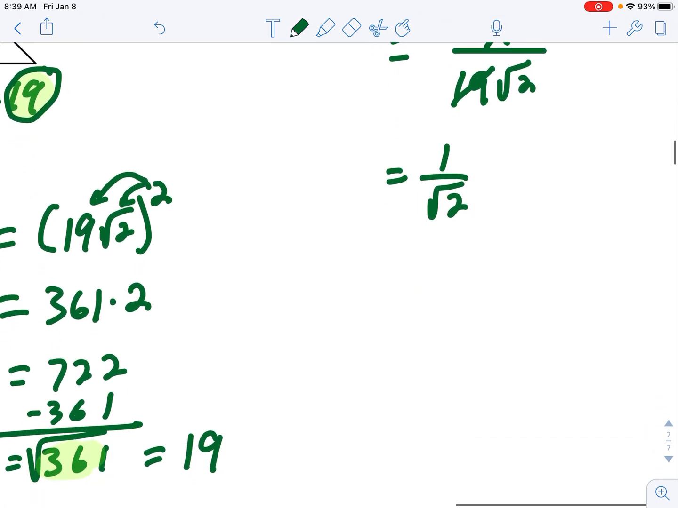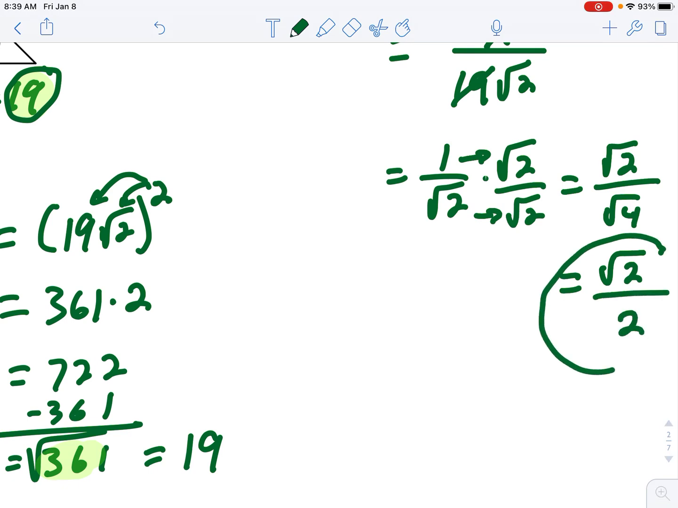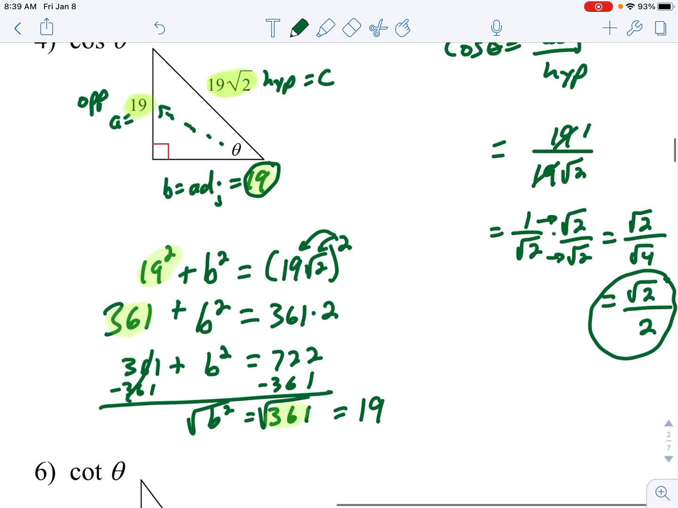So rationalizing the denominator, that's where you multiply by square root of 2 over square root of 2. Top times top gives you 1 times square root of 2 is square root of 2. Bottom times bottom, square root of 2 times square root of 2 is square root of 4. And what is the square root of 4? That's 2. So the answer here is square root of 2 over 2.